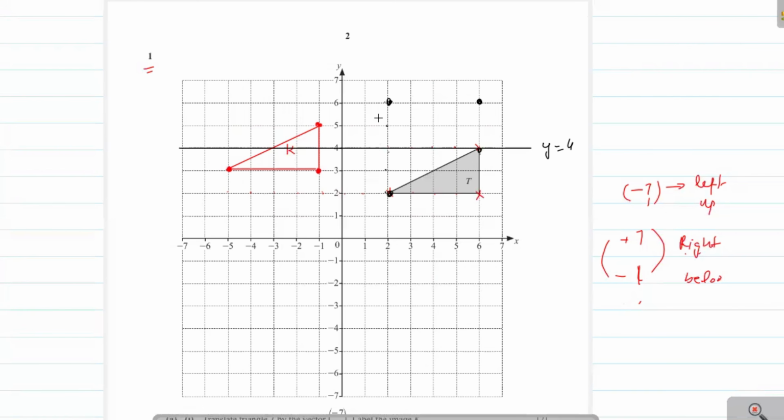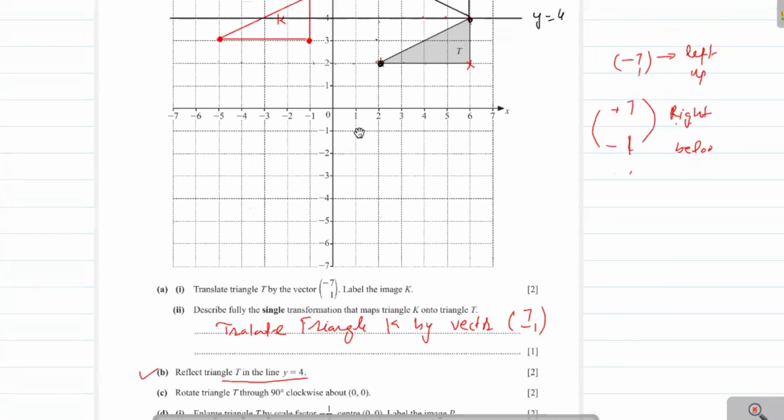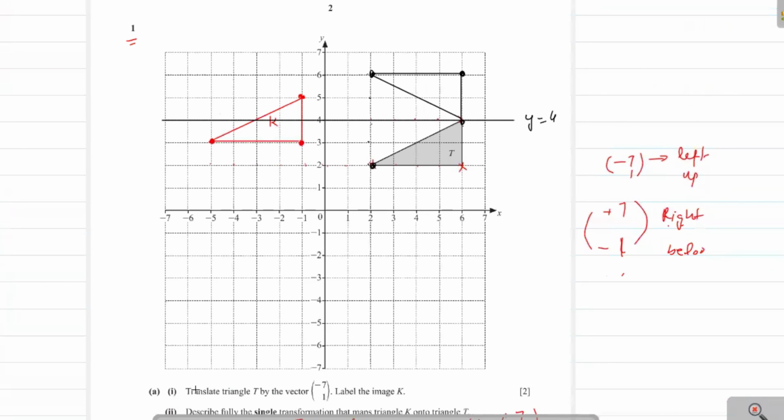Now we join all these points here and we get the triangle. This is the triangle after reflection in the line y = 4. This triangle we name as L. This is the triangle L.